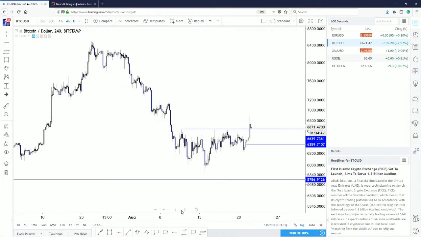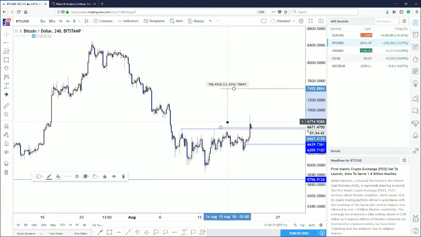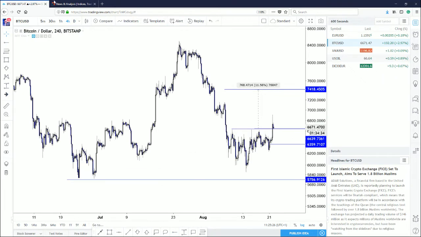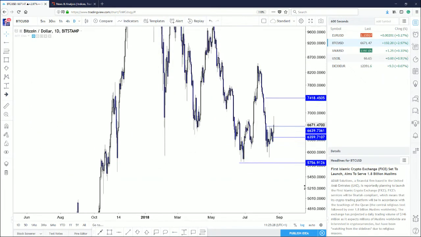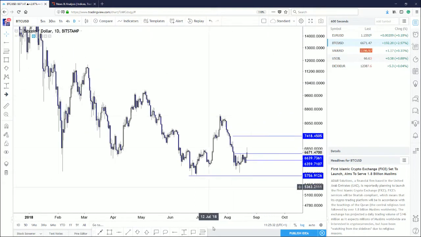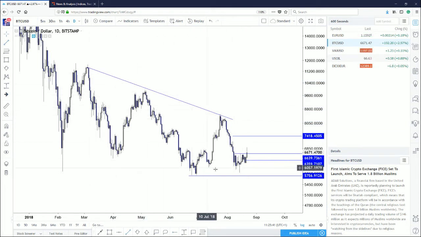So what's the target then? Well, a fib from the head up to the neckline gives you a projection of 7,417. That is the target of this head and shoulders. Now, if you look at it from a bigger perspective, unfortunately, it's not too much to get too excited about, but you do have a bit of a trading opportunity, which is not too much different to what you could do in many other markets.